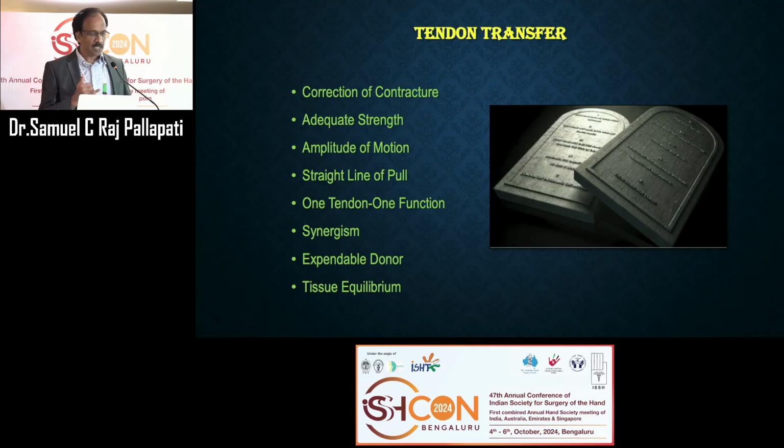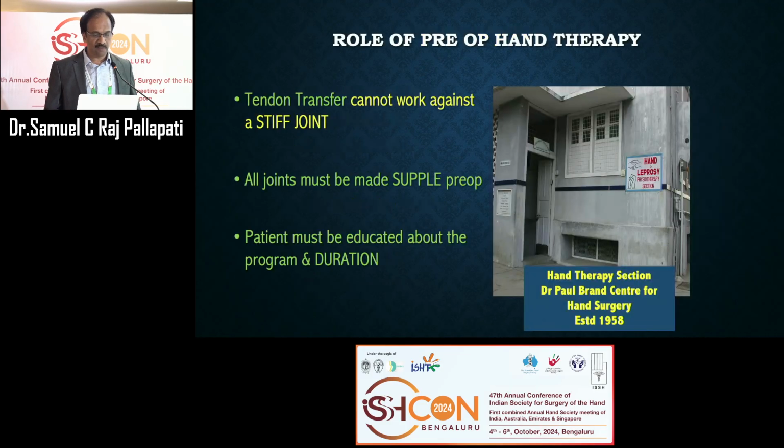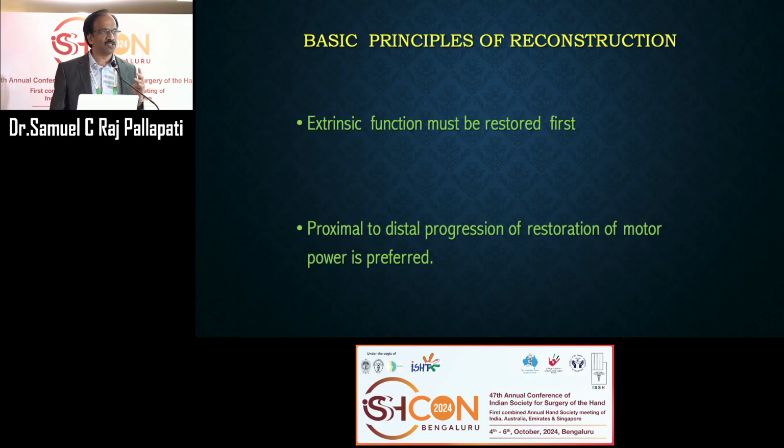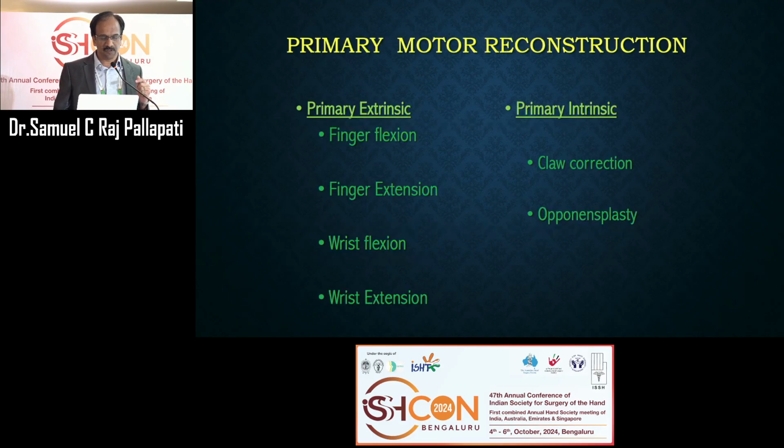You all know the tenets of tendon transfer: no contracture, adequate strength, good amplitude of motion, straight line of pull, one tendon, one function, synergism, expendable donor, and tissue equilibrium. Good preoperative therapy is very important before you can do a tendon transfer, because a transfer cannot work against a stiff joint. When you have proximal nerve injuries, extrinsics must be reconstructed before the intrinsics, and proximal to distal progression of restoration of motor power is preferred.